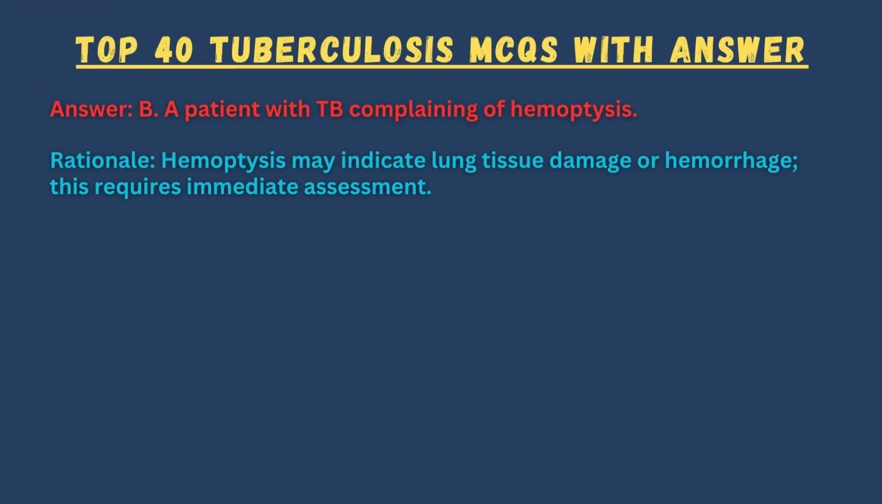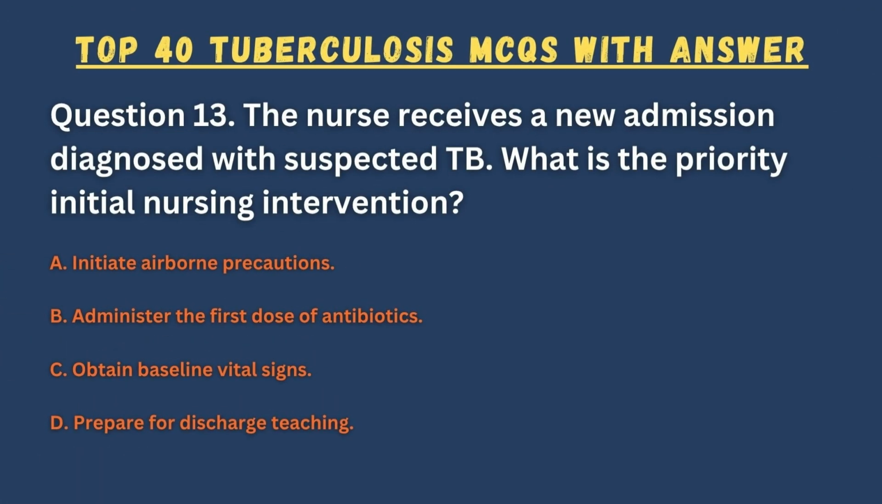Answer: B. A patient with TB complaining of hemoptysis. Rationale: hemoptysis may indicate lung tissue damage or hemorrhage. This requires immediate assessment. Question 13.